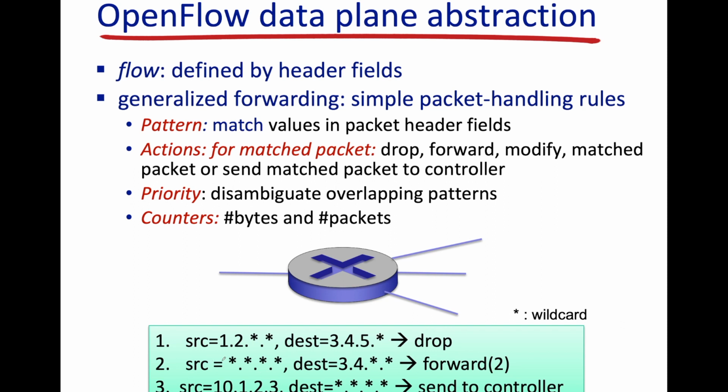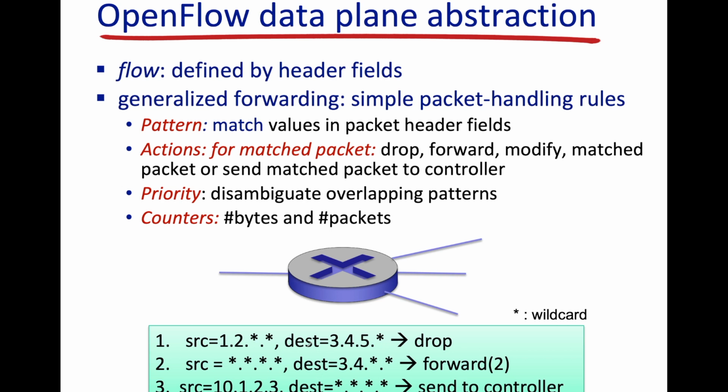Another one is if you have any source, it doesn't matter what the IP address, so it's wildcard, wildcard, wildcard, wildcard, going to a destination subnet which has a prefix of 3.4, so that means the last 16 bits can be anything, forward it out port 2.